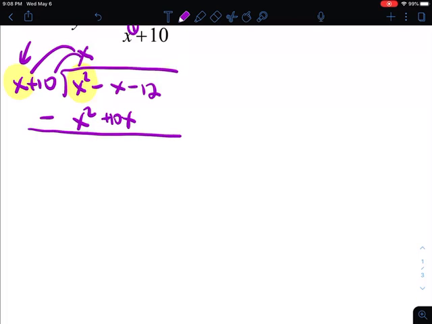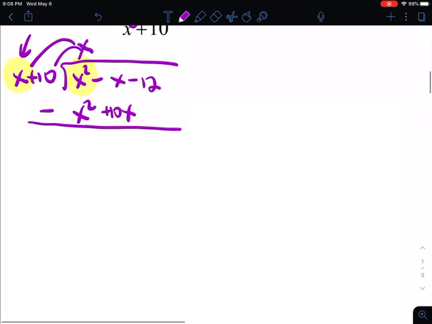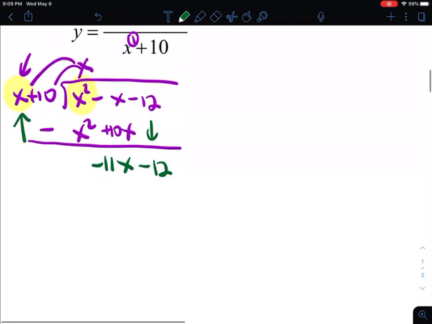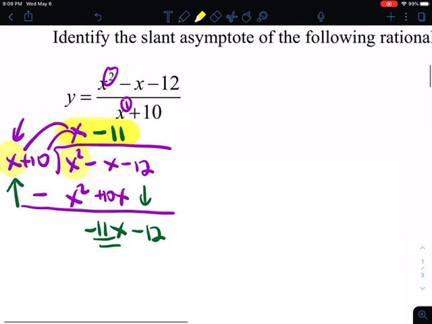This is often a very easy place to make a mistake. These x squareds will cancel out. And then what happens if I do this negative x minus the 10x? Well, it will be negative x minus 10x, so that's negative 11x. And then let's drop down this minus 12. And then let's divide one more time. What times x will give me negative 11x? Well, that will be minus 11. And that's actually all you need to do. You don't actually have to keep multiplying and keep going to find what the remainder is. That we don't really care about. All we care about is this right here.